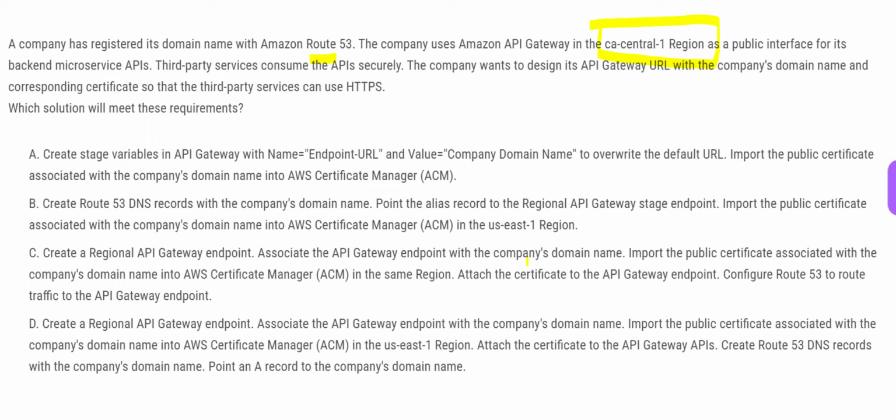Okay, so there is an API gateway in this region acting as a public interface. Who is using this API gateway? API services, third-party APIs. And the company is saying, boss, please design the API, its gateway URL, with the company's domain name, and do whatever you want.